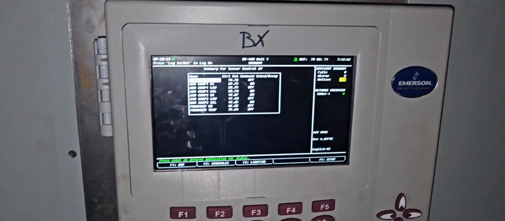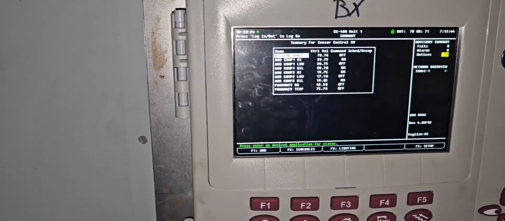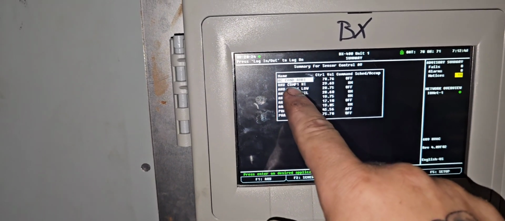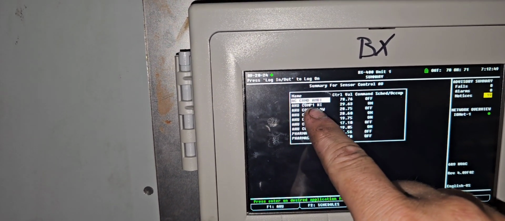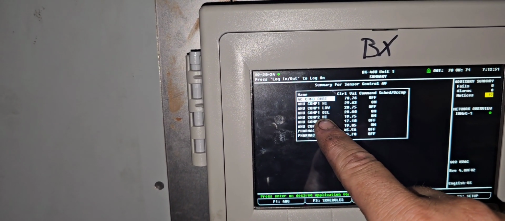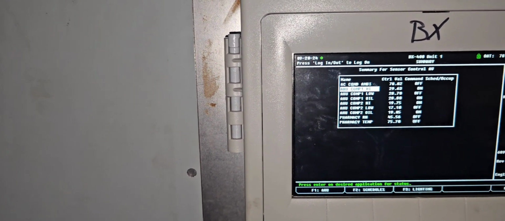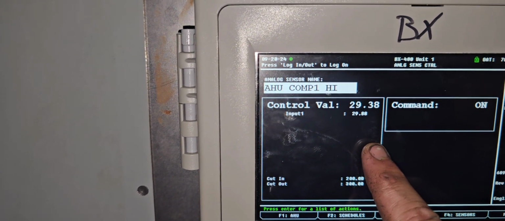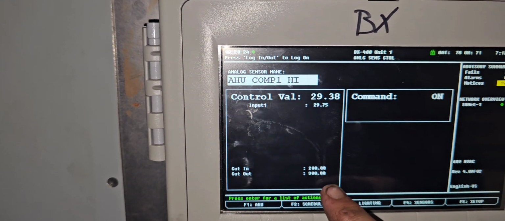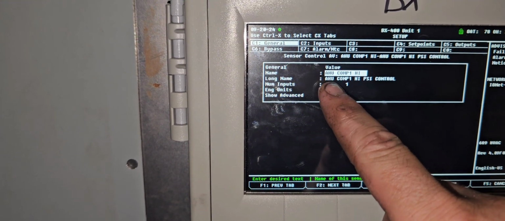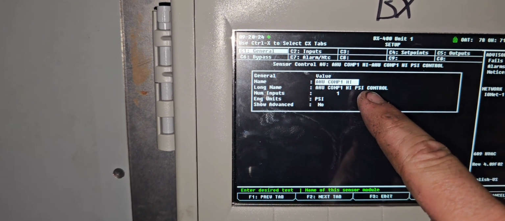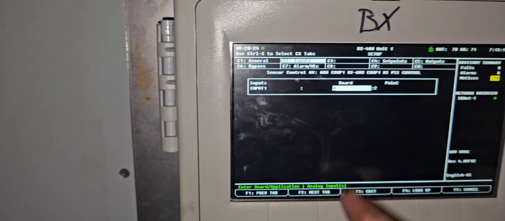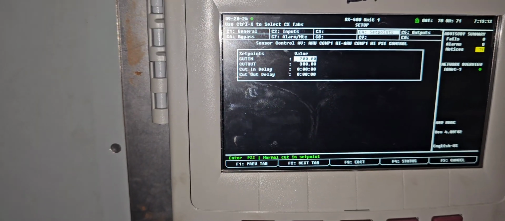the way that I have this stuff set up on the controller is just analog sensor control. If I go to sensors, I have AHU compressor one high, low, oil, compressor two high, low, oil, right? If I go into my high pressure control, this is R22 or 422 Bravo, so it's an R22 replacement. You can see I have it labeled as AHU comp one high PSI control. Inputs is the high pressure transducer. Set points, I have it cutting in at 200, cutting out at 300.